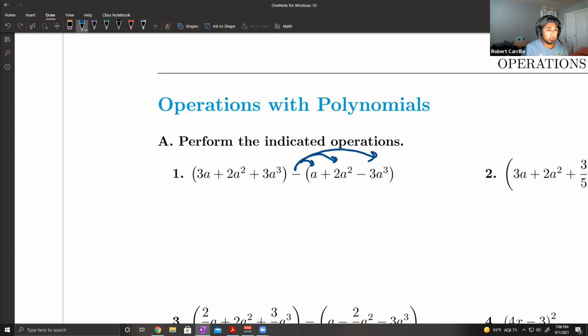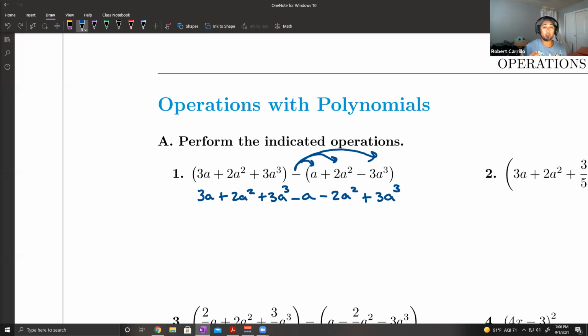And the first parentheses we can drop, so we can rewrite this as 3a plus 2a squared plus 3a cubed. And now after distributing that negative, we'll have minus a minus 2a squared and plus 3a cubed. Okay, so we've distributed the negative, and now all we have to do is combine our like terms.